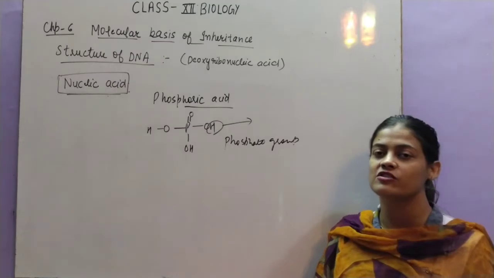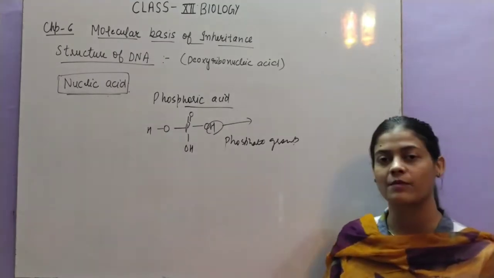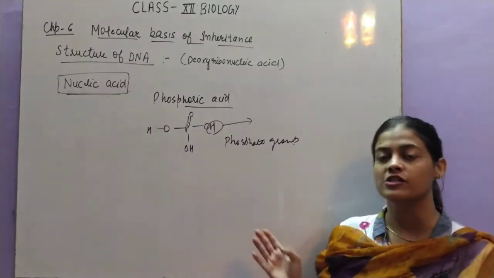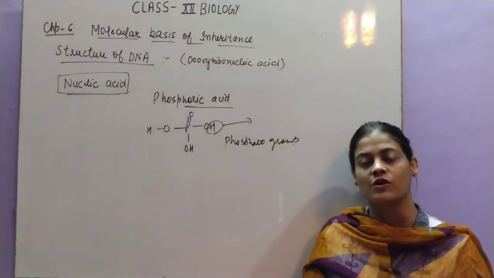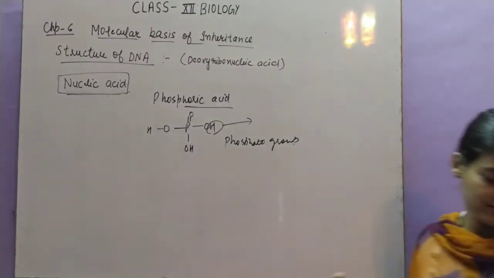So this is the basic structure of nucleic acids, means 3 components are there in it. Each component I have told you. Now we will study the structure of DNA and its types.